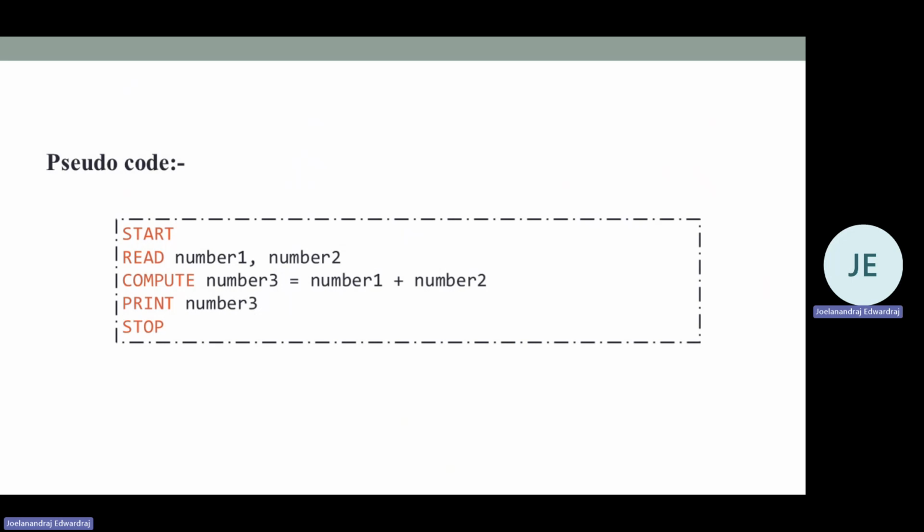It's closely associated with the program, but not in a very strict manner. The syntax is not very strict. You can use any type of terms here. There are no restrictions.